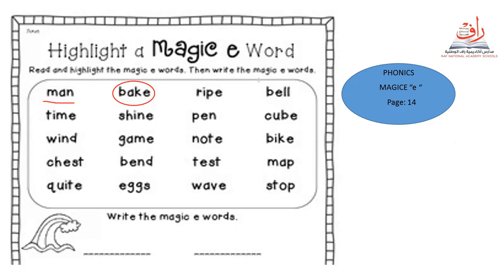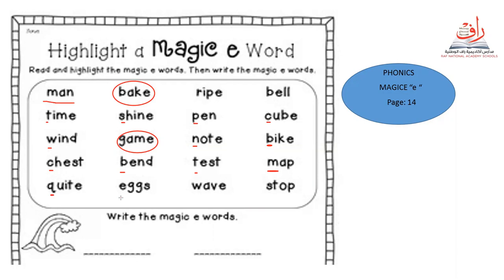Okay, time. No, this is I magic E. We will be talking about this later on. Shine, this is with the I. Pen, cube, no. Wind, no. Game, yes, this is a magic E. Let's make a circle. Note, no, with the O. Bike, with the I, no. Chest, no. Bend, no. Test, no. Map. Quiet, no. Eggs, no.